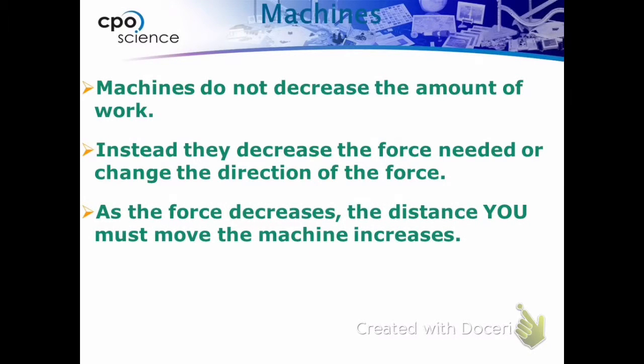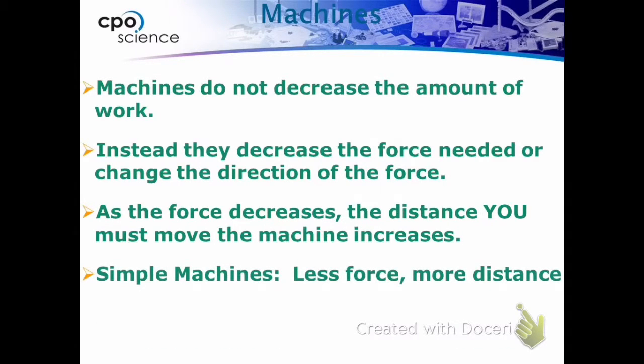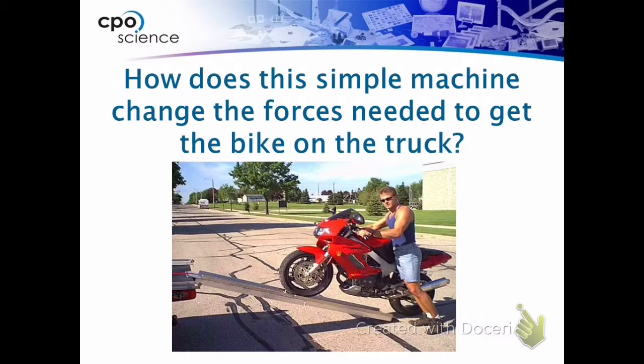What ends up happening, though, is since you're going to need less force, you have to apply your force over a greater distance. In summary, simple machines allow you to use less force, but you have to apply that force over a greater distance to get the work done. So for example, to get this bike onto the back of a truck, you have to move this greater distance, but at a nice easy force. The shorter distance would be just lifting it straight up into the truck, but that would require a greater force.